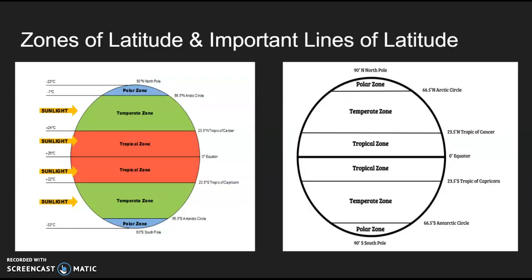Now, as we take a look at these two diagrams, they are showing the same thing, and we can see that there are two polar zones, one near the North Pole, the other one near the South Pole. Those areas get very little direct sunlight and tend to be quite a bit colder than the rest of the planet. Then we have the temperate zones just below or above the polar zones, which is the zone that we live in in the United States.